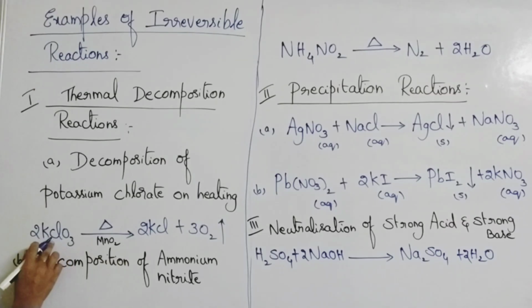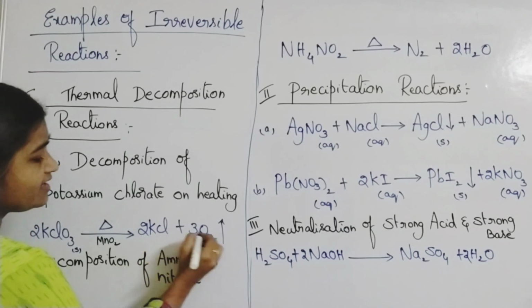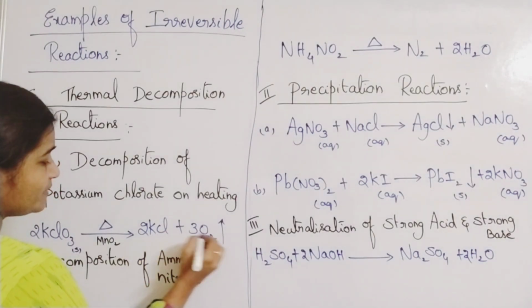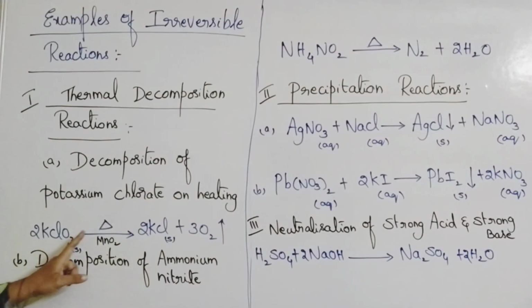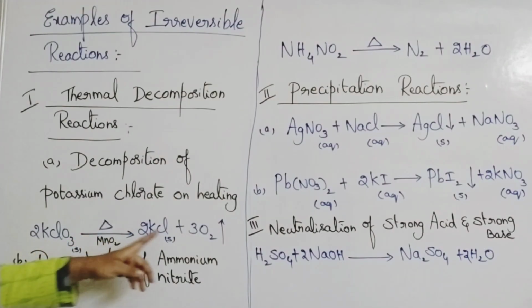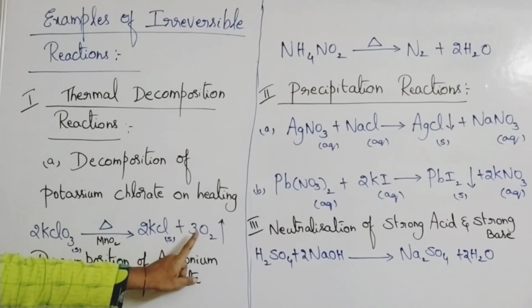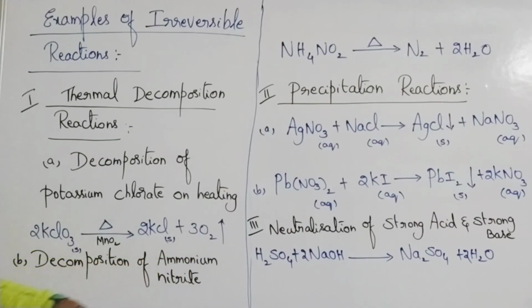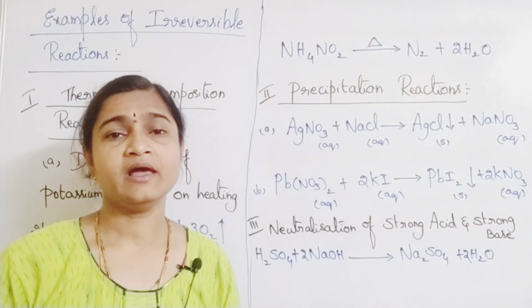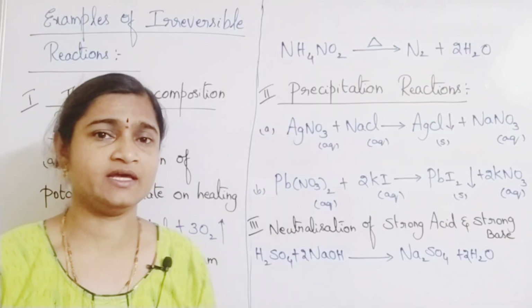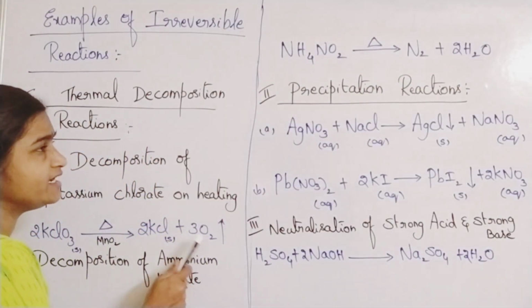So KClO3, we are taking it in solid state. KCl and 3O2, 2 KCl plus 3O2, can also be obtained in solid state only. Directly you are taking KClO3 and heating it in a test tube. You are going to observe the liberation of oxygen gas, and oxygen gas can be tested with a burning splinter. If you keep a glowing agarbatti, then it catches fire and starts burning. Then you can say that the gas liberated is oxygen.